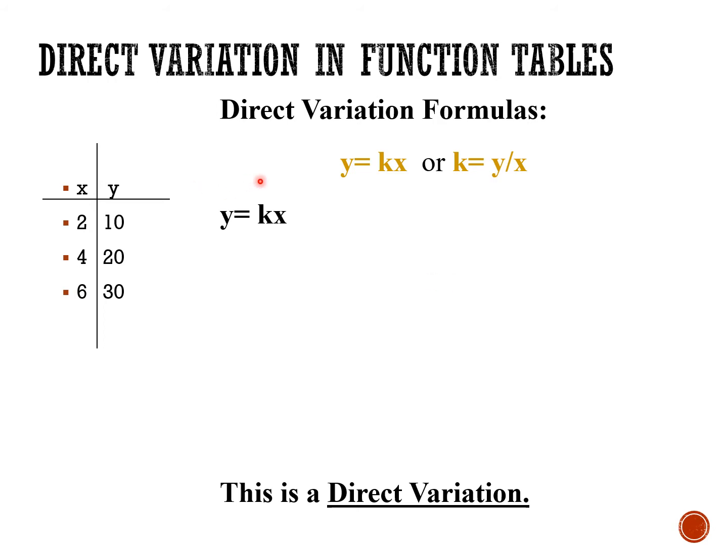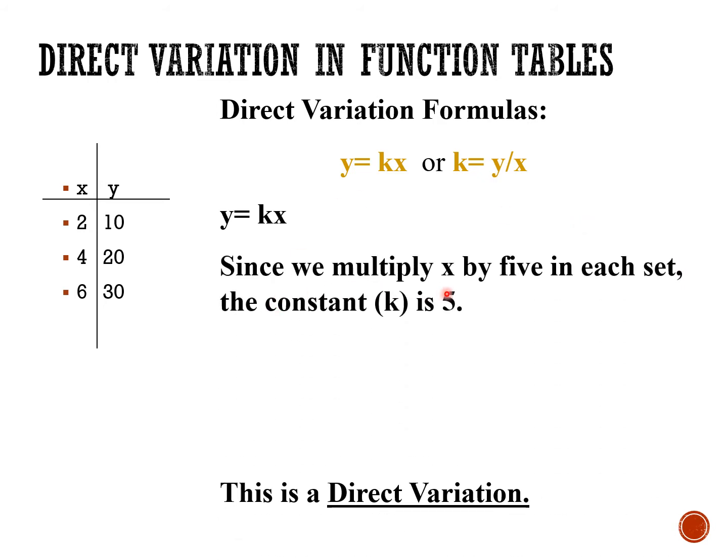Direct variation in function table. So let us have this table of values. This is an example of a direct variation. Why? Since we multiply x by 5 in each set, the constant k is 5. So, in other term po, kailangan po kapag dinivide nyo din po yung y divided by x, pare-parehas po yan. Katulad nito, 10 divided by 2, 5. 20 divided by 4, that is 5. 30 divided by 6, that is 5. So, same po sila ng quotient. So, therefore, this is a direct variation.